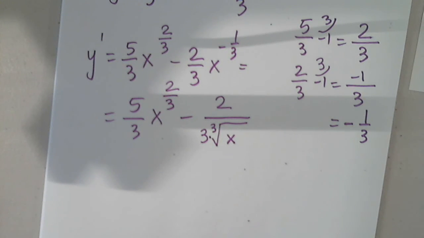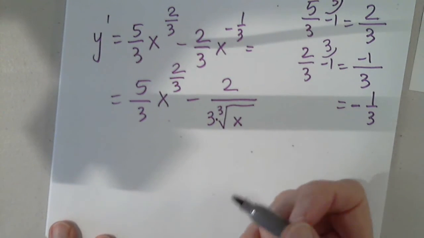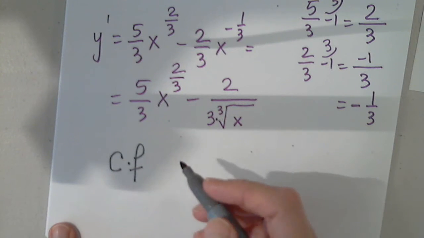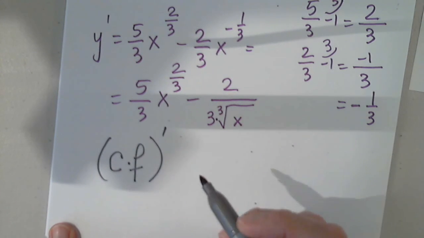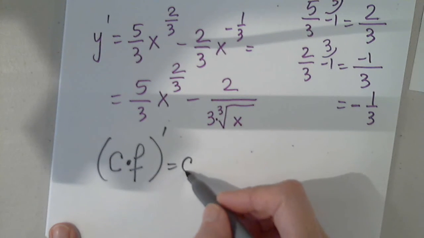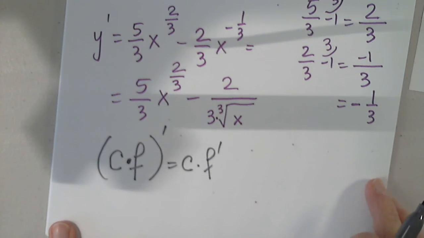The other thing that I would like to mention, which we already used, is if a constant is multiplied by a function, any function, and we differentiate this, so this is a factor. This will be c times f prime.